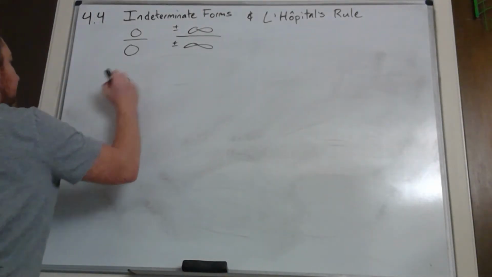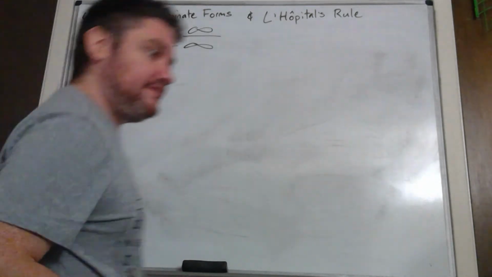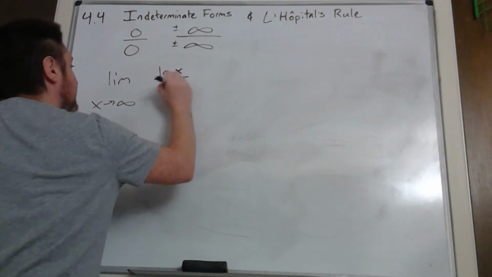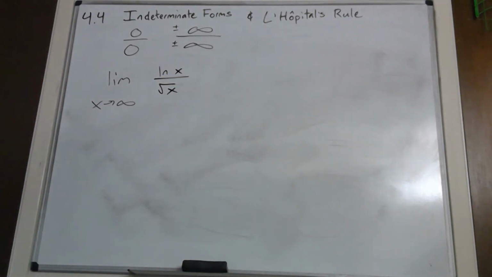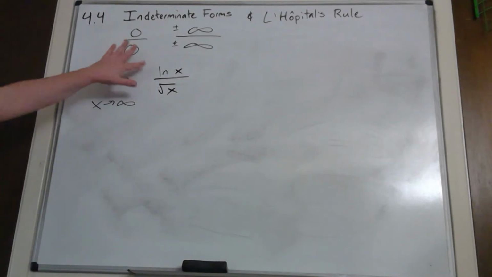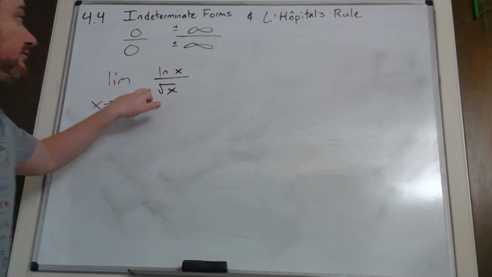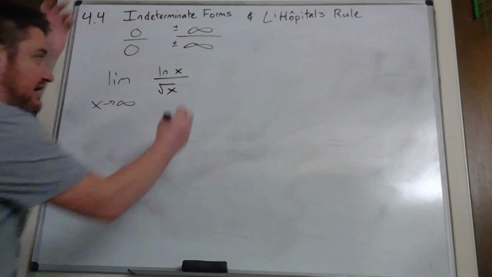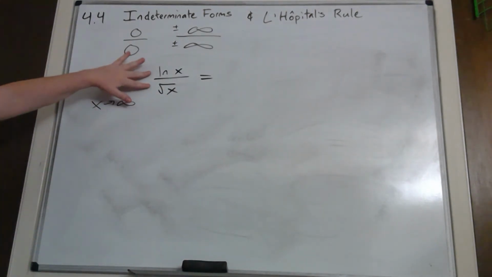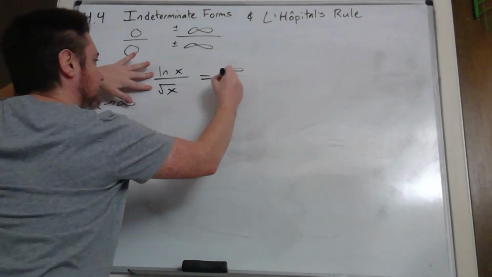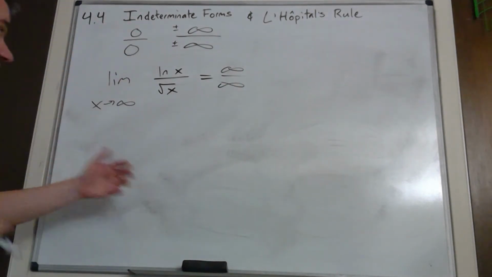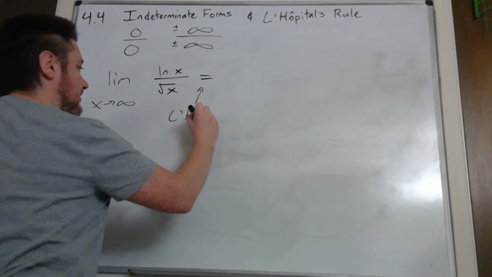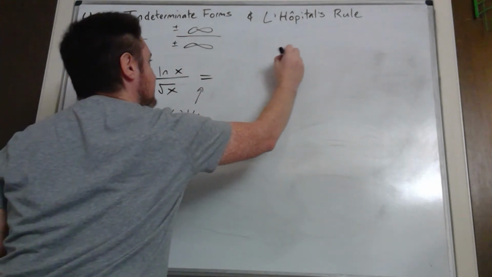Let's try this. The limit as x approaches infinity again of natural log of x over square root of x. Just intuitively, natural log of x is increasing as we move from left to right. Square root of x looks similar, increasing as we move from left to right. So they're both increasing. If we think about the end behavior of these graphs, we're going to get infinity over infinity, indeterminate. So that means let's try to use L'Hopital's. L'Hopital's says let's take the derivative of the top. Derivative of natural log of x is 1 over x.